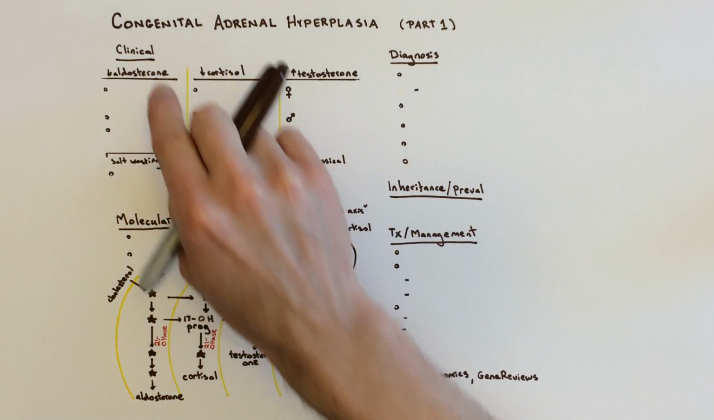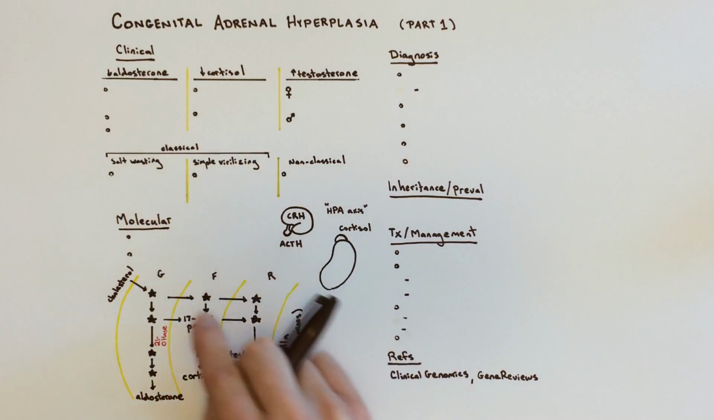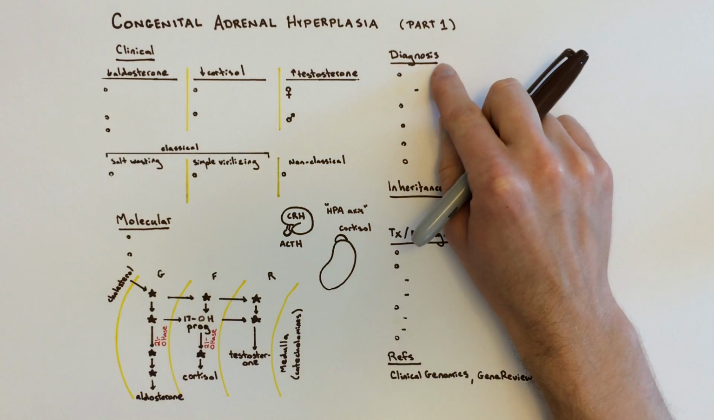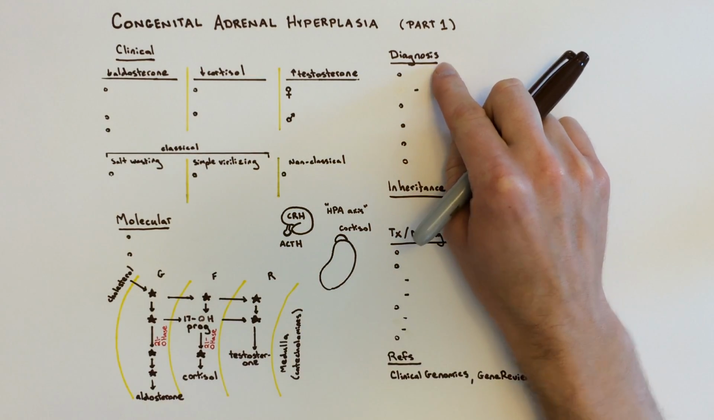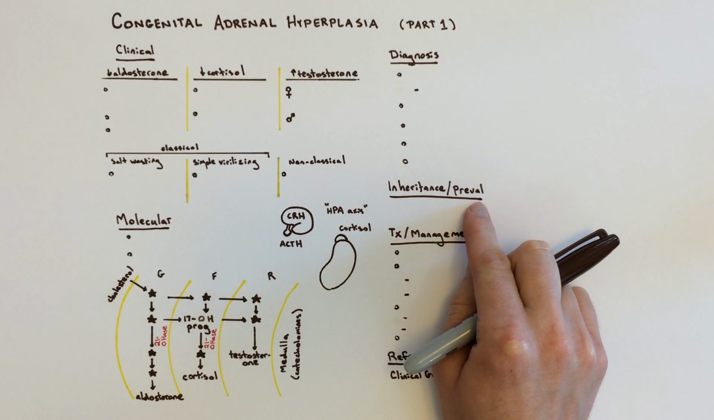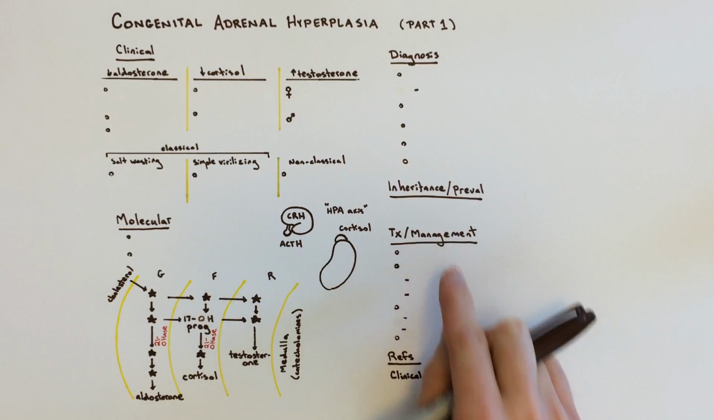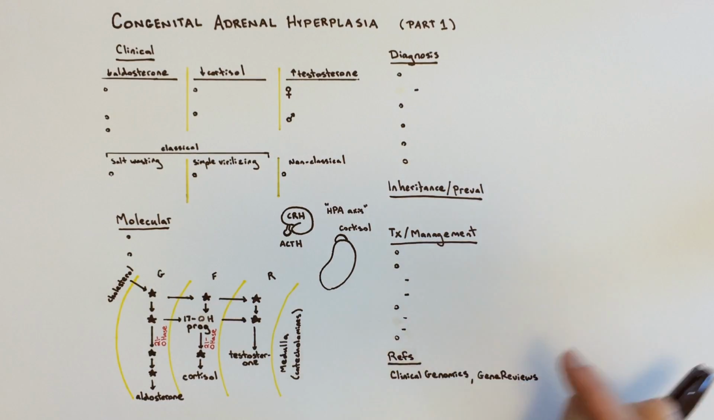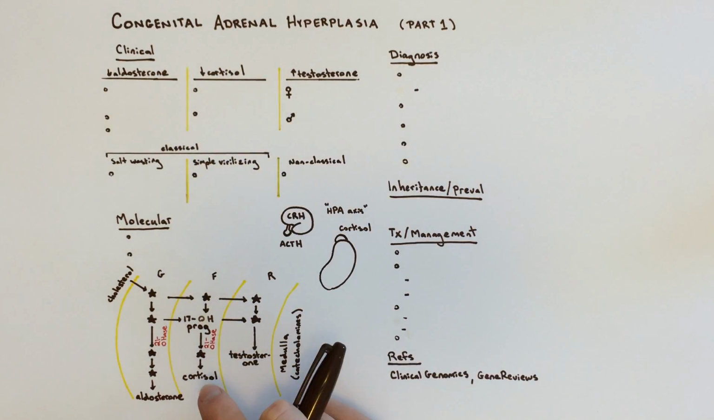So in this lecture, I'll go over what the disorder looks like clinically, molecularly, how you make the diagnosis by laboratory tests, what the inheritance and prevalence of the disorder are, how you treat and manage the disorder, and then mention some references where you can learn more about congenital adrenal hyperplasia.